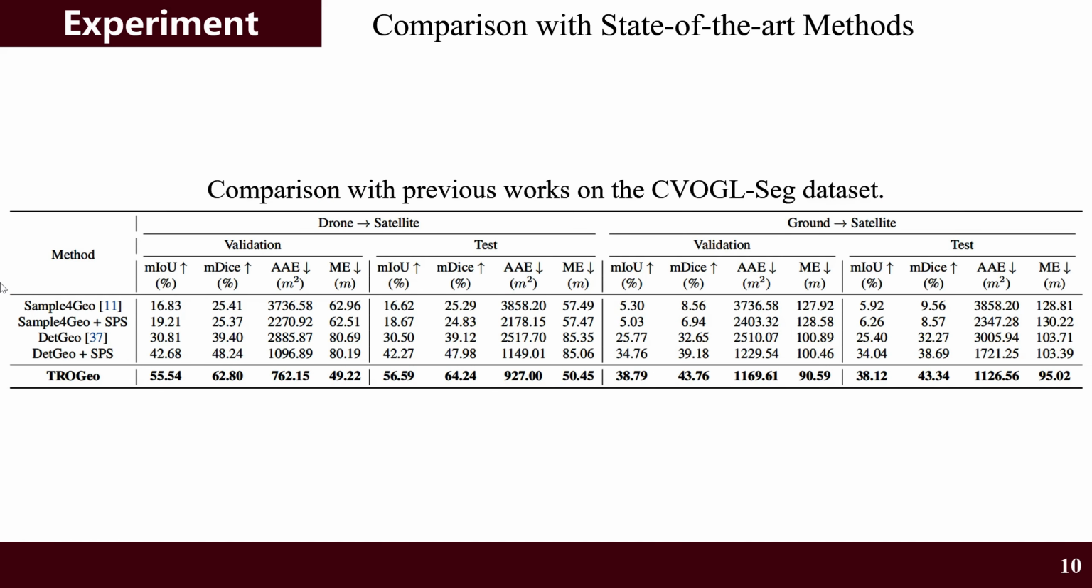Breaking rectangular shackles, defining geographic locations of objects using segmentation masks. The CVOGL-SEG dataset provides segmentation mask annotations of the objects to support cross-view object segmentation. Comparison with previous works on the CVOGL-SEG dataset.